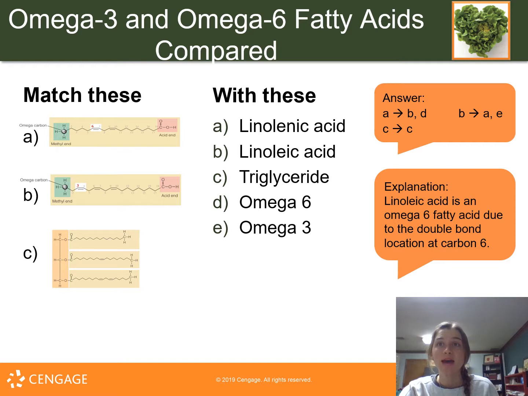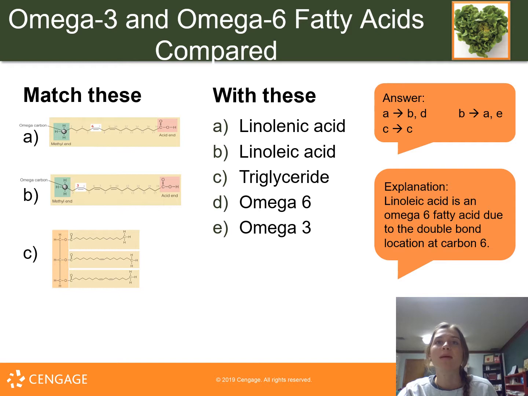So for A, that's the linolenic acid, because its double bond with carbon is 3 carbons away from the head. I'm sorry, that one's B. B is the linolenic acid, also the omega-3. In A, you can see there that that's actually the 6th carbon away, and that's linoleic acid. That's the omega-6. And then lastly, C, that's the triglyceride. And that's just looking at what that type of lipid is overall.